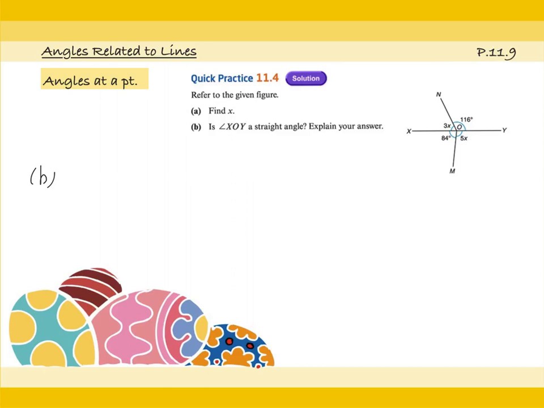This time, after we know the value of x, which is 20 degrees, we are asked whether angle XOY is a straight angle, and to explain your answer. In order to do so, we need to add up the angles. And remember, we have to write the format clearly. Otherwise, you cannot count it as correct.